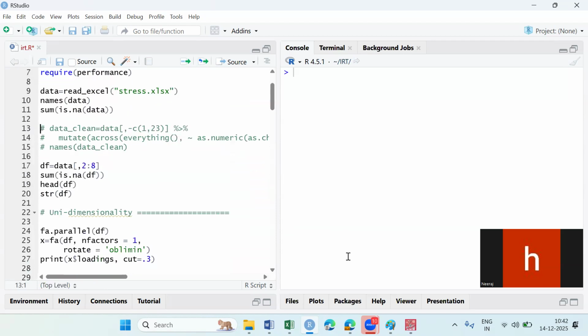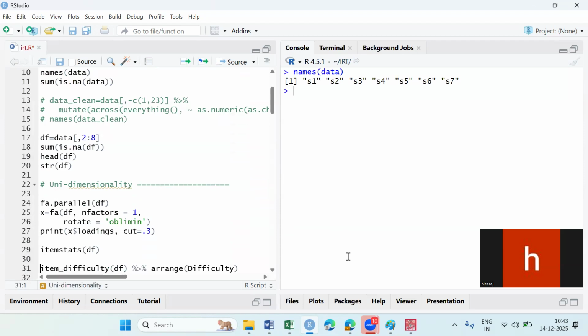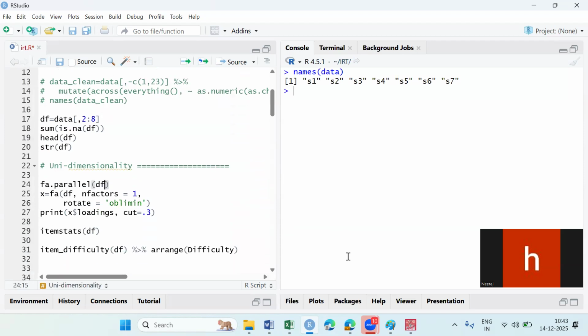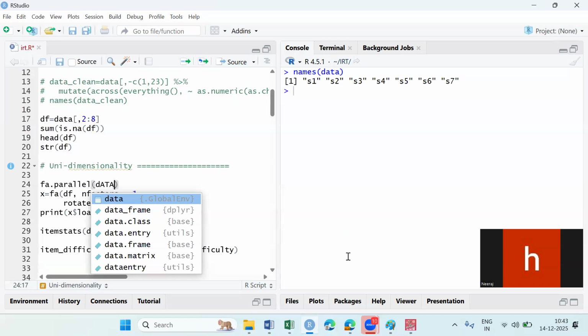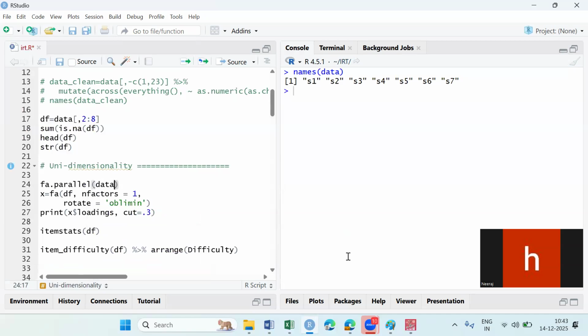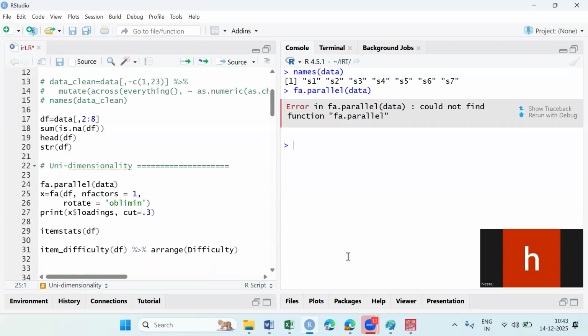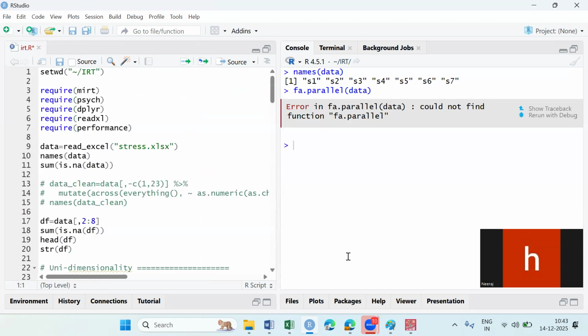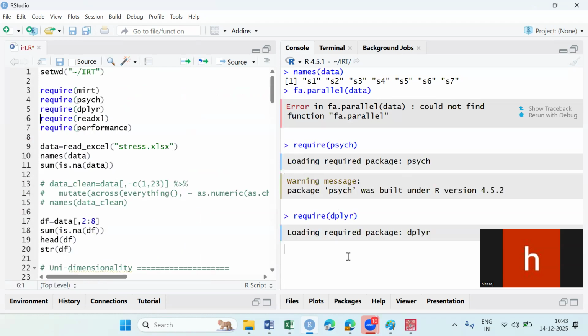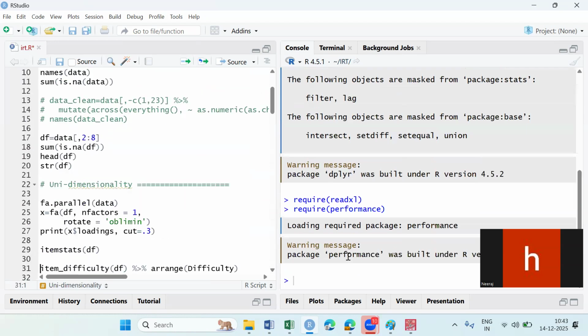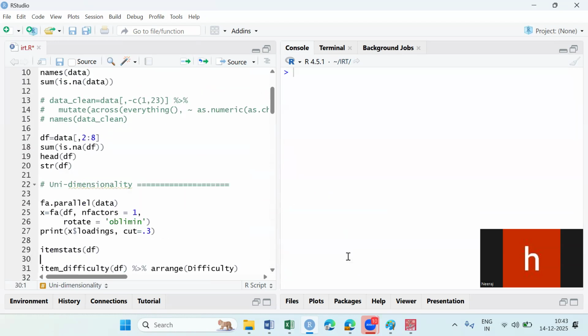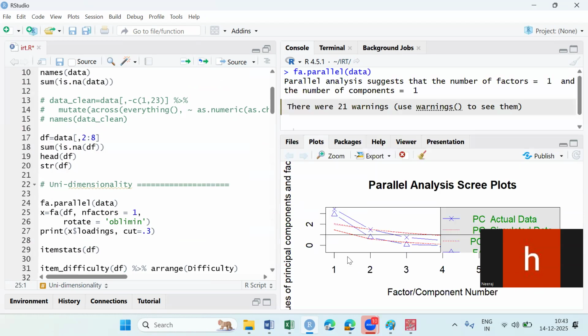Come to that. From this, name the data. Total 7 items are there. That's great. So first point here is, I will go for checking the unidimensionality. So the name of this command is fa.parallel. fa.parallel could not be found because this is available in the psych package. These are packages. So first one is fa.parallel, and this is a chart.